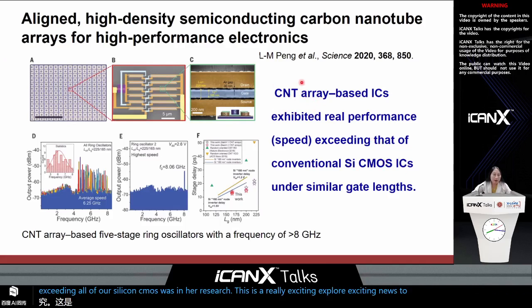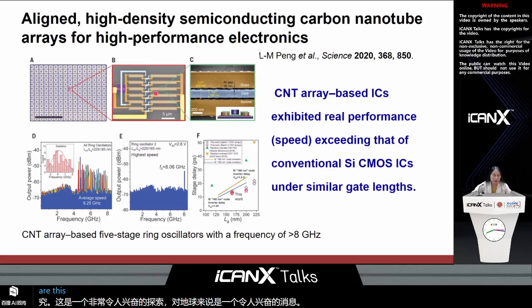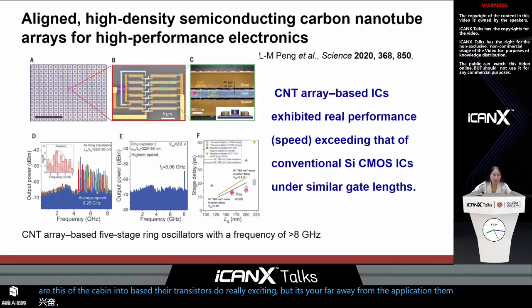However, all these reports of carbon nanotube based transistors are really exciting, but it's still far away from real application. The very important thing actually is the material itself.